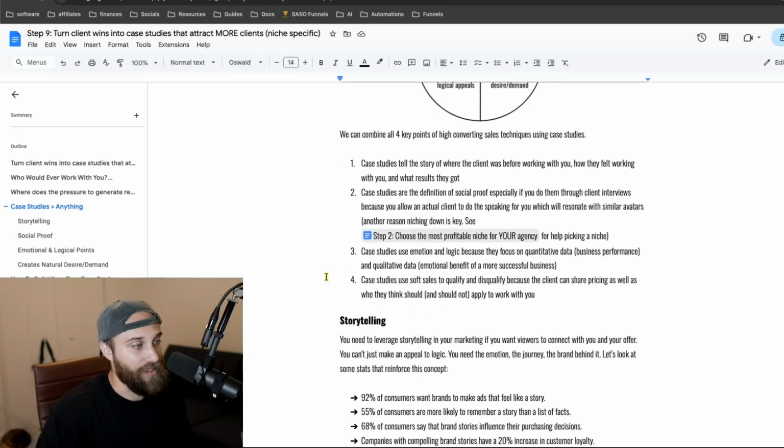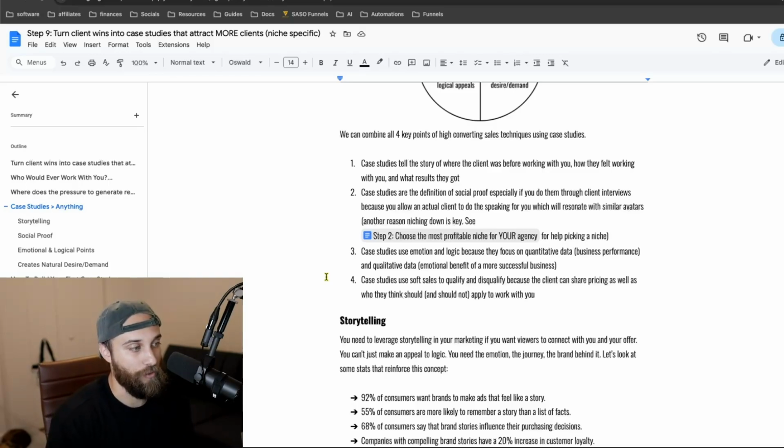And number 4, case studies use soft sales. This is my absolute favorite part. They use soft sales to qualify and disqualify because the client can share pricing as well as who they think should and should not apply to work with you. It's my favorite way to wrap up a case study interview. I'll say, hey, how much did you pay to work with me? They'll say it, which kind of disarms the sale a little bit because they go, oh, well, he paid it and look at the results he got. Maybe I could pay it and get those results.